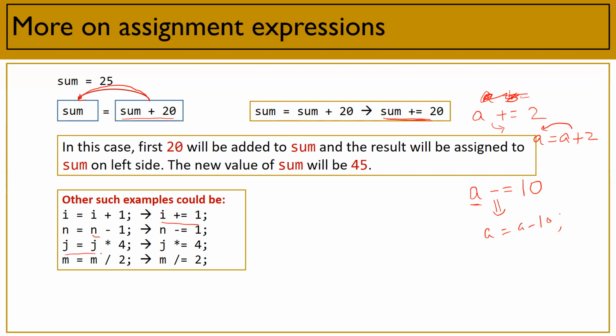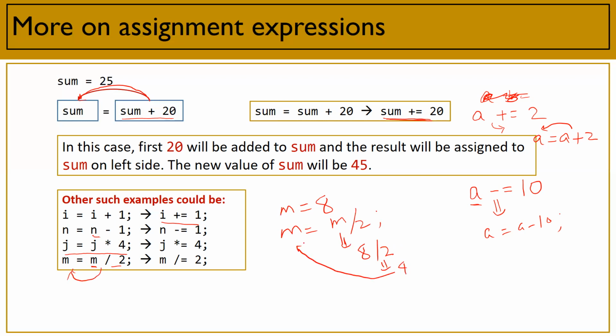Similarly, here, if I have j is equal to j times 4, what I'm doing is multiplying the previous value of j with 4, and then assigning that new value to j. And similarly here, m is equal to m divided by 2. So I'm dividing the previous value of m by 2, and then assigning that value to m. So let's say previously m was 8, and I'm doing this, m is equal to m divided by 2. Now I'm dividing 8 by 2, which is 4, and this 4 will be assigned to m, right?